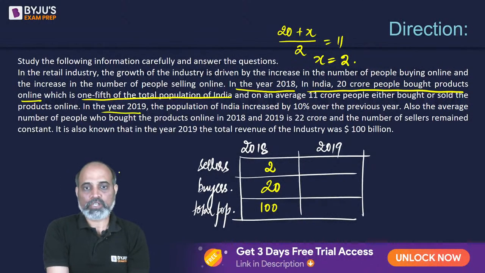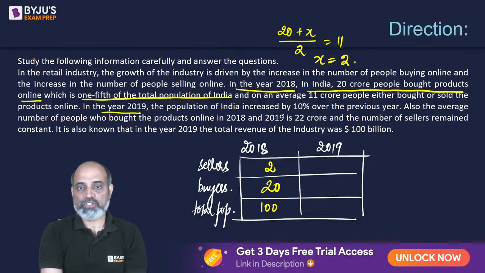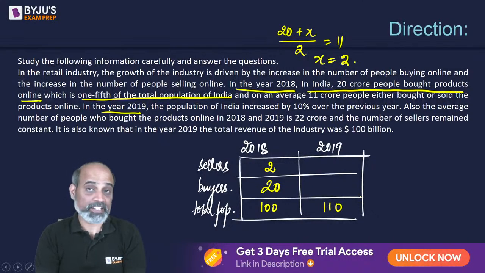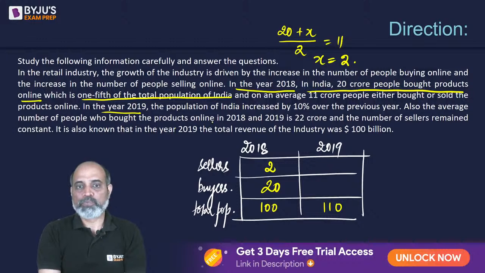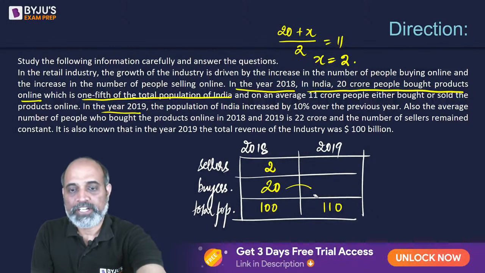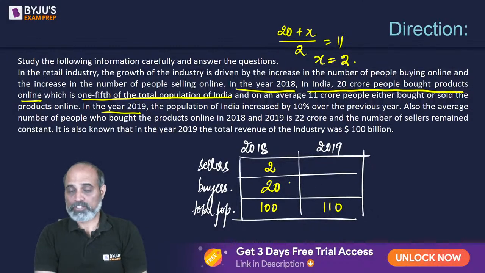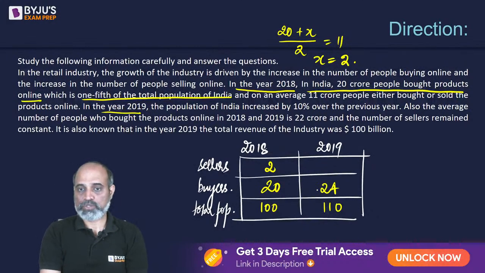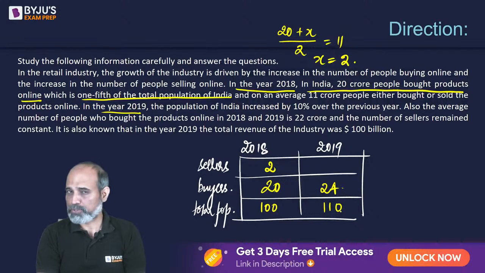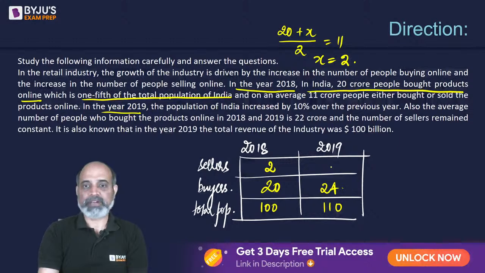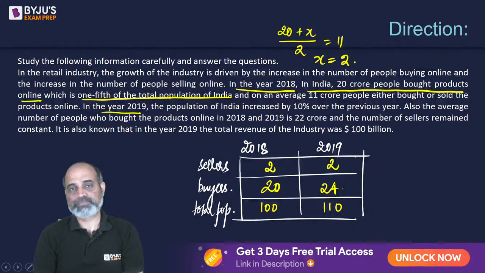Next, in the year 2019, the next year, the population of India increased by 10%. So instead of 100 crores, now we have 110 crores, right? Also, the average number of people who bought products online, so buyers, is 22 crores on an average. So 20 here and 24 here, so that the average of 20 and 24 is going to be 22. And the number of sellers remained constant, so it was 2 crores.